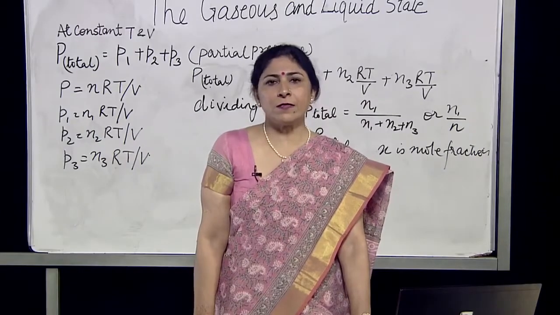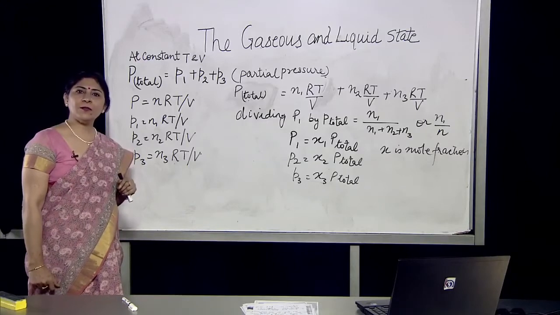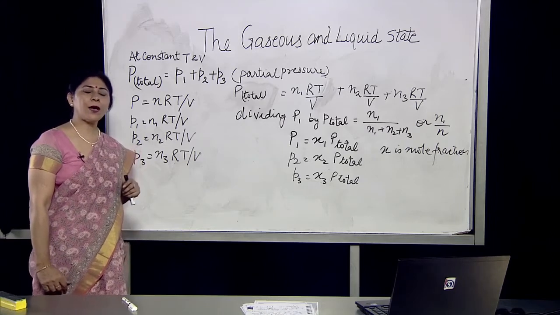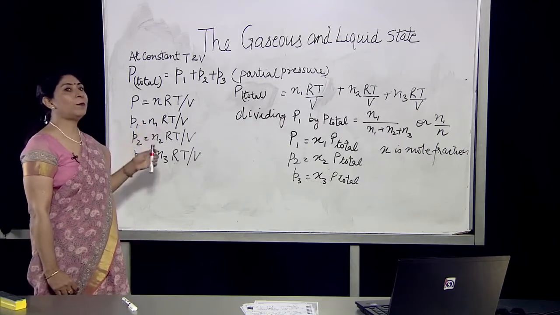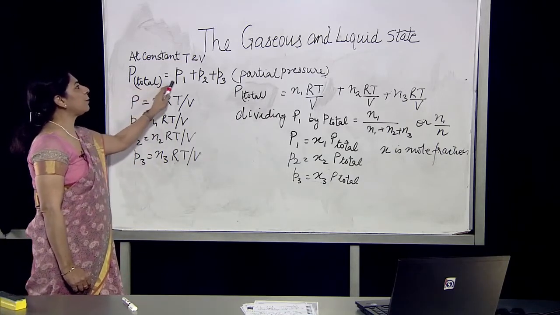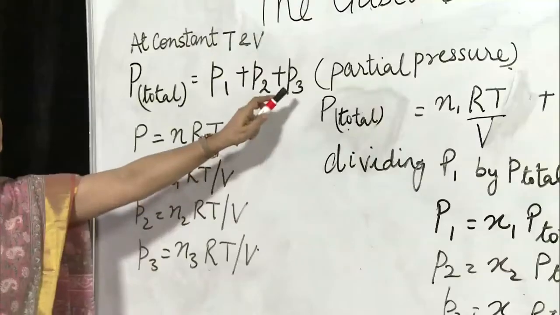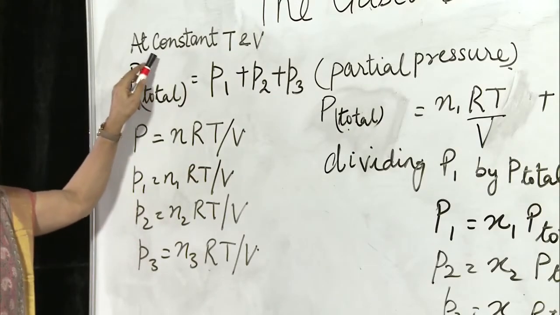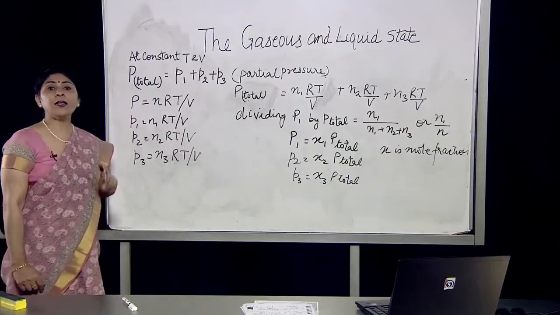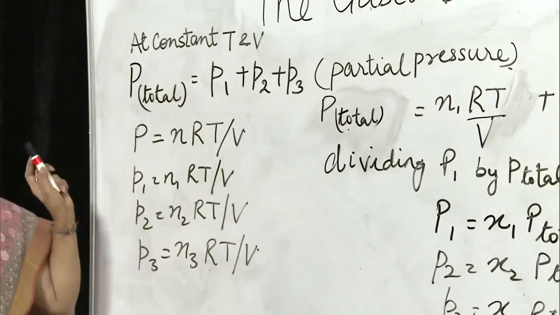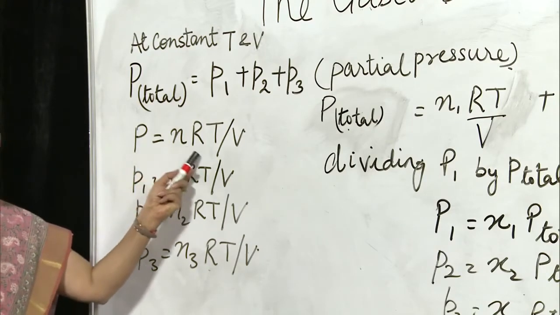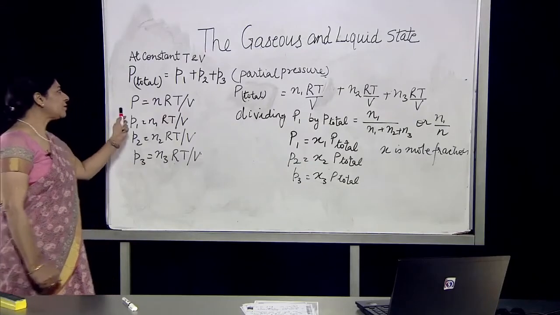Now, let us discuss this mathematically. As you have seen in the picture, partial pressures were there for different gases, and when we combine them, we get a total pressure. So the total pressure is P1 plus P2 plus P3, the partial pressures, keeping temperature and volume constant. We know that the ideal gas equation is PV equals nRT, so we can also write P equals nRT upon V. This is for the total.